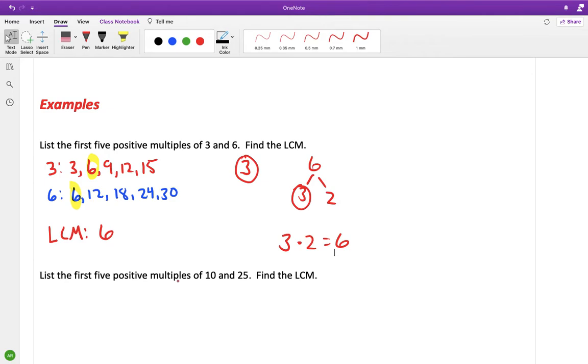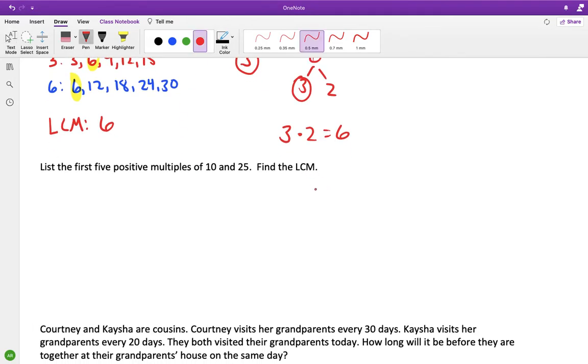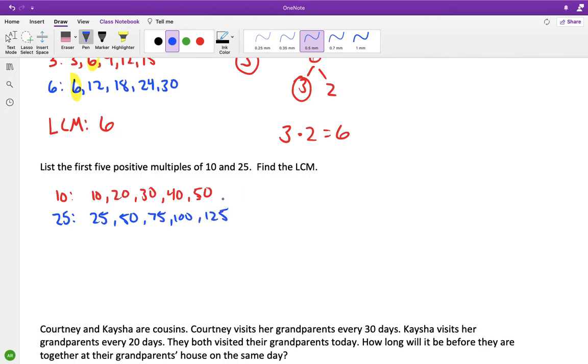All right, let's do the same process again. So this next one, hopefully prime factorization will make a little more sense. So let's list the first 5 multiples of 10. So obviously 10 is the first one, and then we have 20, then we have 30, then we have 40, and then we have 50. Okay, let's do the same thing for 25. So 25, think of quarters right now. 50, 75, 100, and 125.